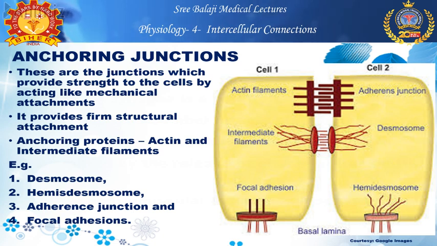Coming to the classification, if the attachment is through actin filaments, we have two types of junctions: adherens junction and focal adhesion. If intermediate filament is involved, we have desmosome and hemidesmosome. First we'll see about adherens junction: actin filament, and the attachment is between cell to cell. The focal adhesion is also formed by actin filament, but the attachment is between cell and extracellular matrix.